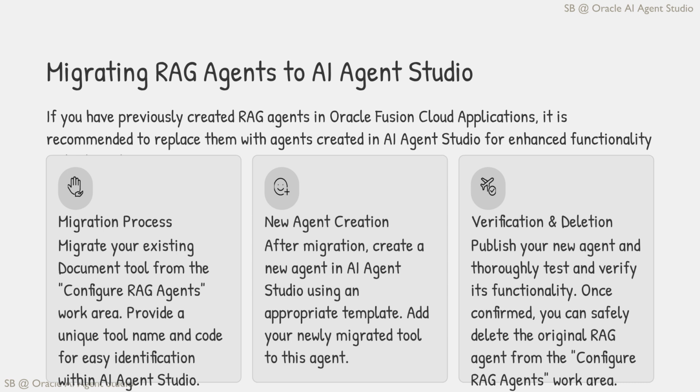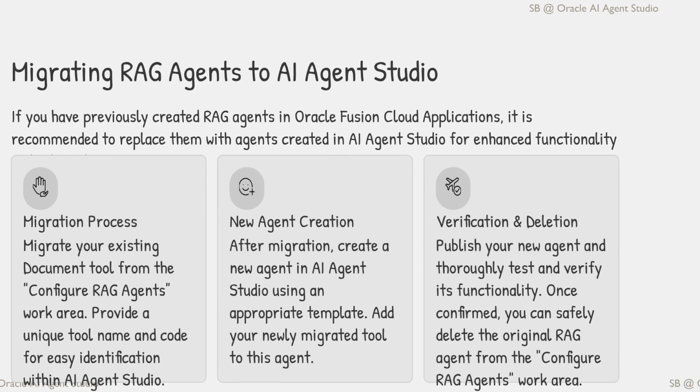Migrate your existing document tool from the Configure RAG Agents work area. Provide a unique tool name and code for easy identification within AI Agent Studio. After migration, create a new agent in AI Agent Studio using an appropriate template. Add your newly migrated tool to this agent. Publish your new agent and thoroughly test and verify its functionality. Once confirmed, you can safely delete the original RAG agent from the Configure RAG Agents work area.